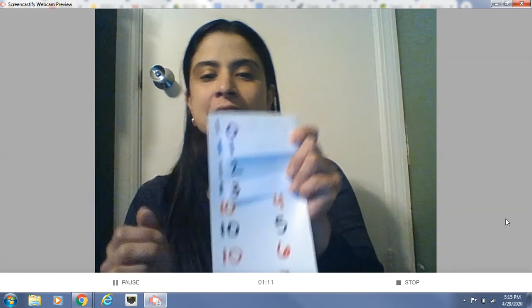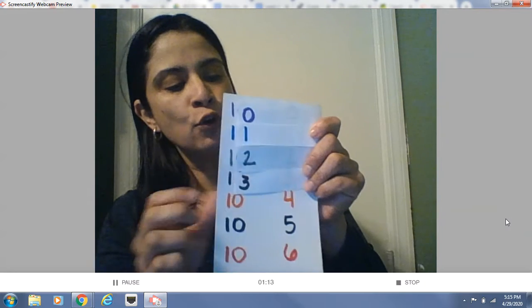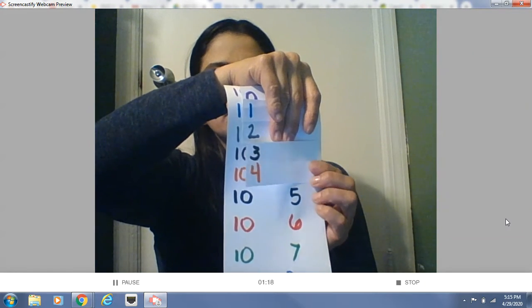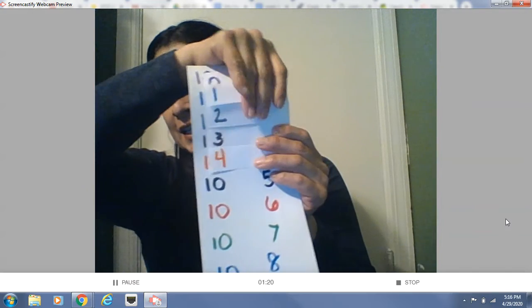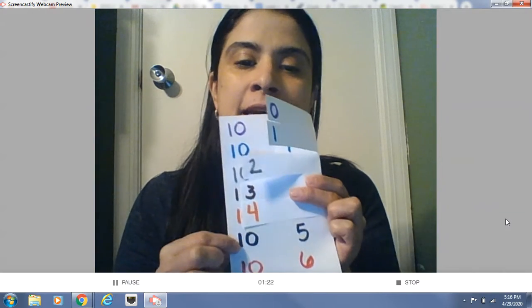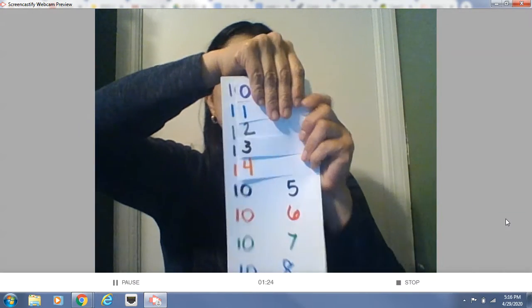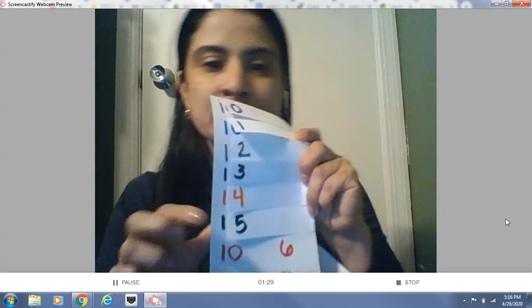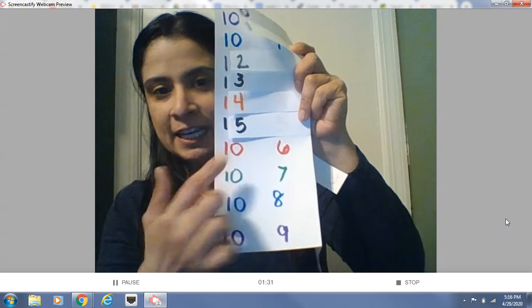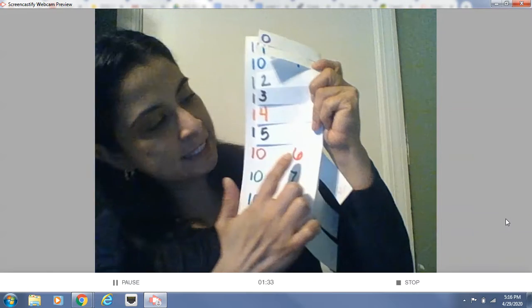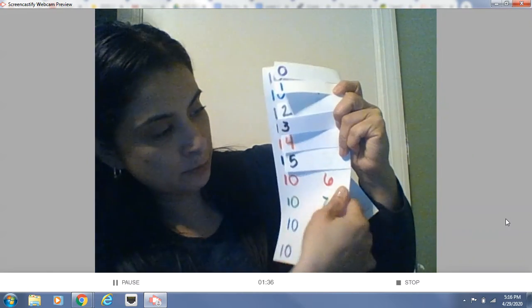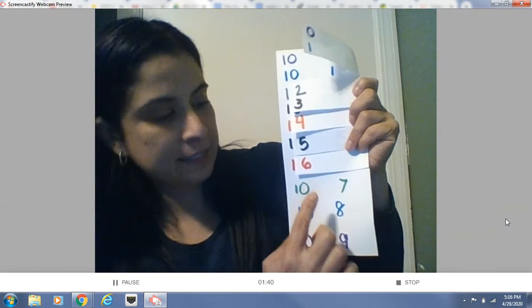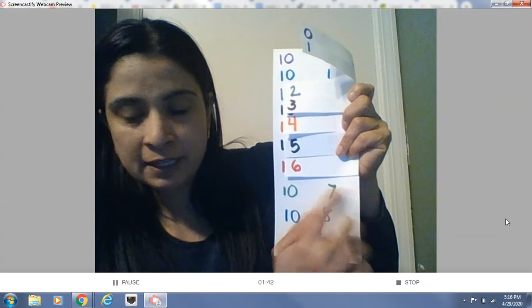13. A 10 and a 4. What's that one going to make? Cover up the 0. 14. A 10 and a 5. Let's cover up the 0. What do we got? 15. A 10 and a 6. Let's cover up the 0 with the 6. 16. A 10 and a 7.